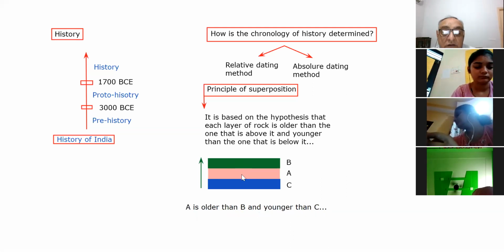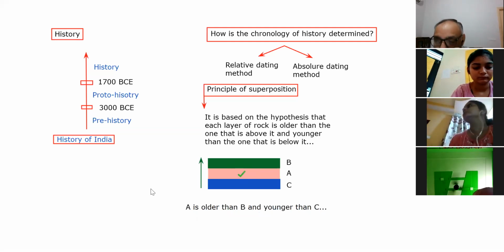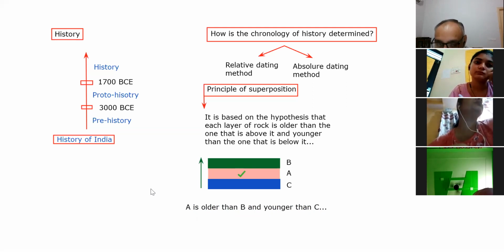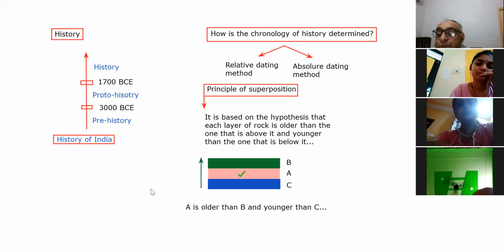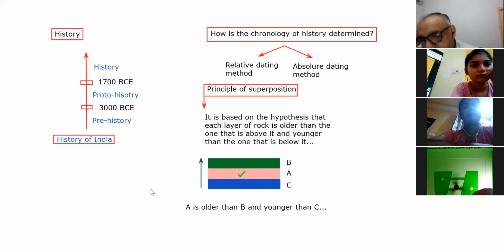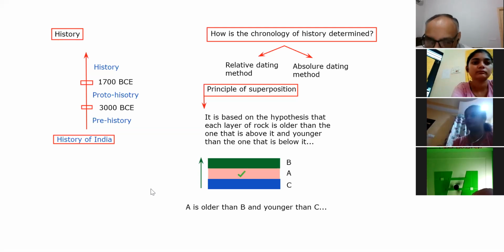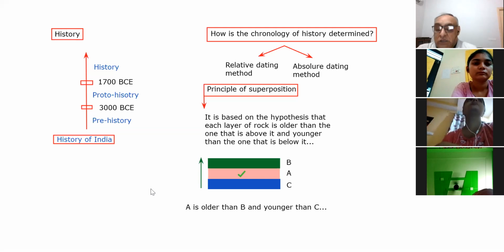And rock A, let's suppose. If a fossil of species X is lying in rock A, and a fossil of another species, let's suppose Y, is lying in rock B, then we will say that species X is older than the species Y, which is lying in the Z. So that way we determine the order of the rocks and the order of life on this earth. So this is the principle of superposition. I hope this is clear to you.